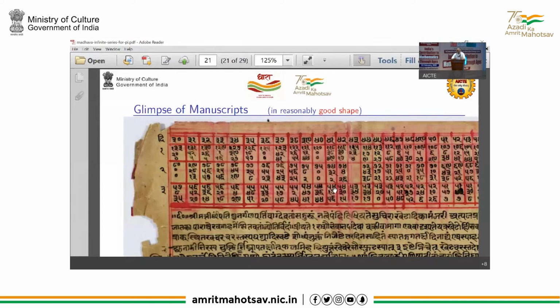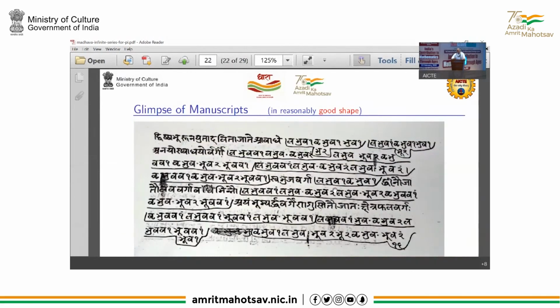So the handwriting will vary. Now you see the third manuscript. These are all the equations. In fact, Amartya in his lecture was trying to explain how the equations were represented, Yava, etc. So this is how you will see.